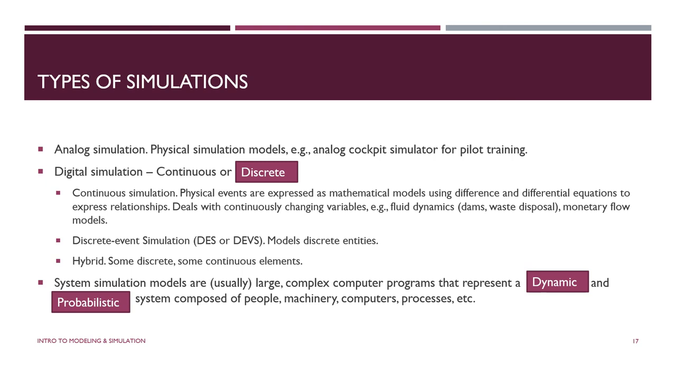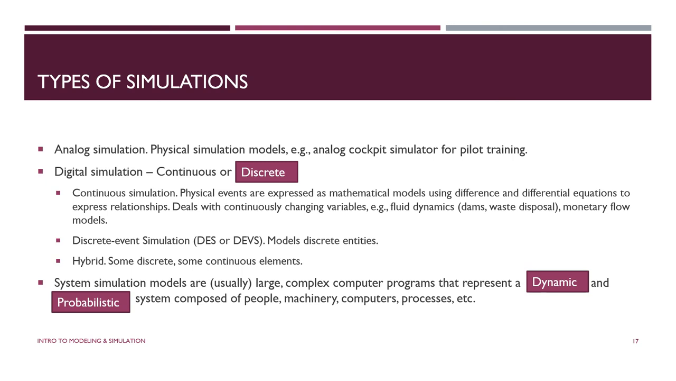Analog simulation is basically a physical simulation model, usually large scale, kind of like a flight simulator or driving simulator, and it's a man-machine type of model. Digital simulation is just a general term for simulation where you're running a program: an input-output transformation, a numerical model. And we know we have continuous or discrete. We know what continuous is, and we know what discrete is. I'm just repeating it here for completeness. Hybrid simulations, there is such a thing, have some discrete components and some continuous components.